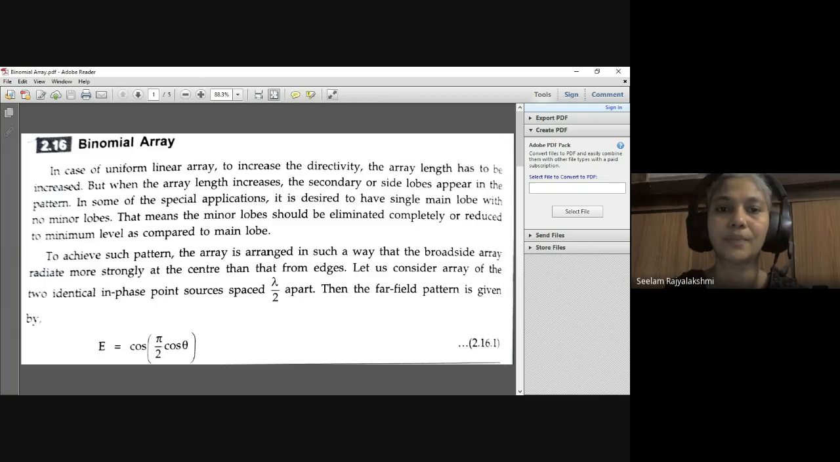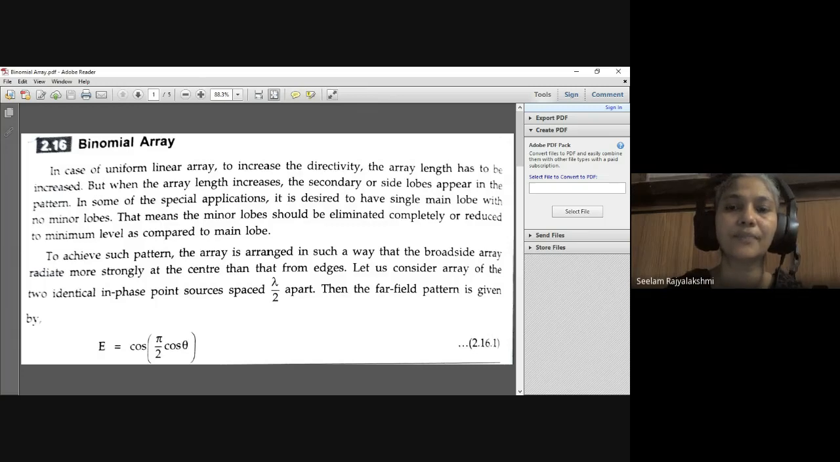The array should be arranged as a broadside array. That means the broadside array radiates more strongly at the center than from the edges. Now let us consider an array of two identical in-phase point sources. We arrange these two point sources with a spacing of lambda by 2, that means half of the wavelength.